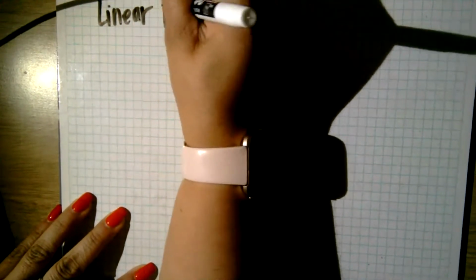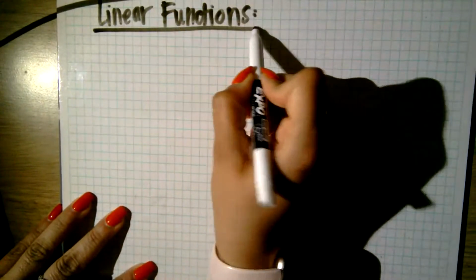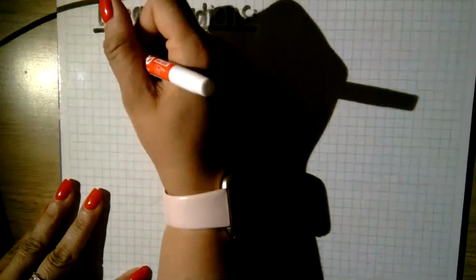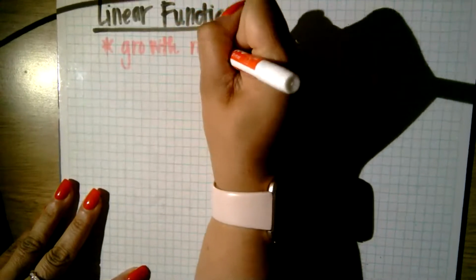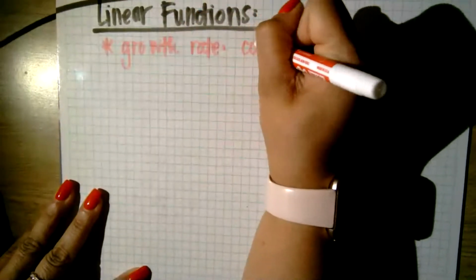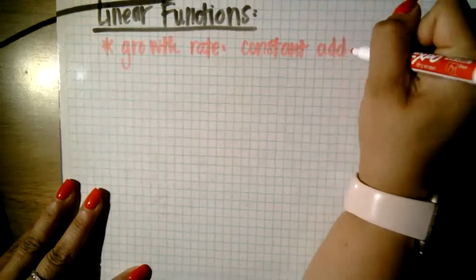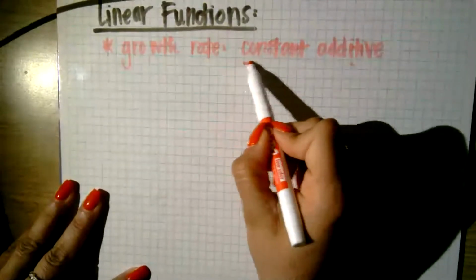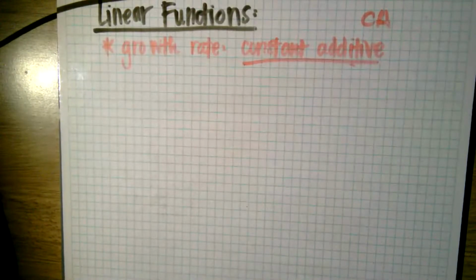What do we know about linear functions? Linear functions have this very important characteristic that their growth rate, I hope you can see that, is a constant additive, or a number that doesn't change and adds to get to the next input and output. So constant additive. I'll call that a CA for constant additive, okay?